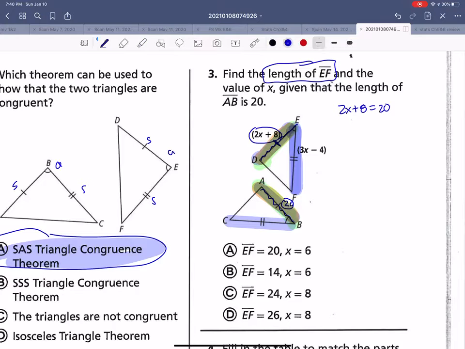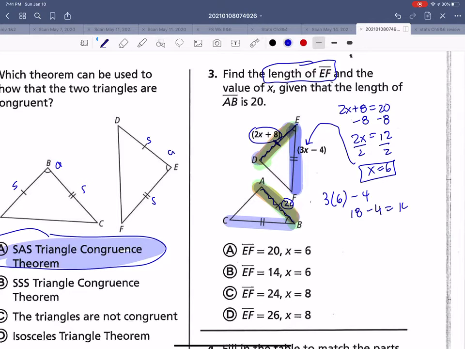Okay, so now let's solve for x. That might help me later, so let's go ahead and do that. So now I know the mystery of the x. X is 6 in this problem. So I have 14 and I have 14, right? Because they're congruent. So what is the length of EF? I get 14 and x is 6. Yep, that matches our answer. Nice work.